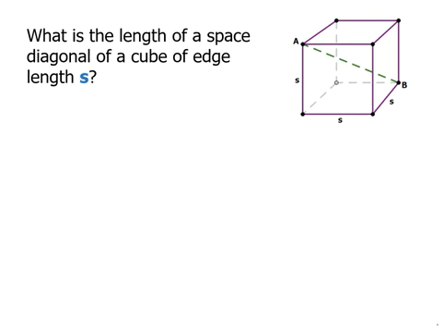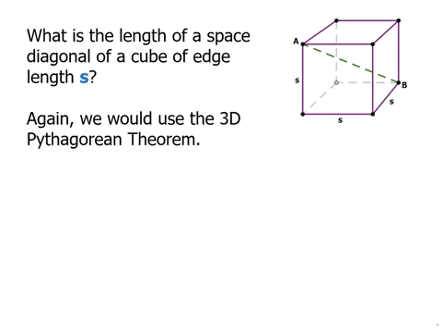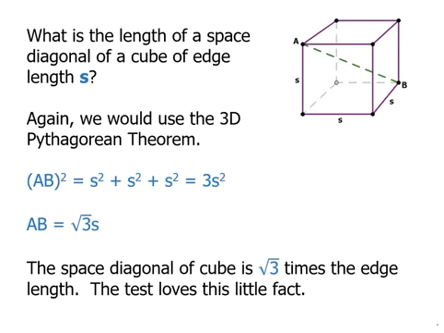What is the length of the space diagonal of a cube of edge length s? Well, again, the 3D Pythagorean theorem: s squared plus s squared plus s squared, which is 3s squared. Take a square root of both sides, we get the space diagonal is square root of 3 times the edge length. And in fact, the test loves that little factoid, so that's a good one to know also.